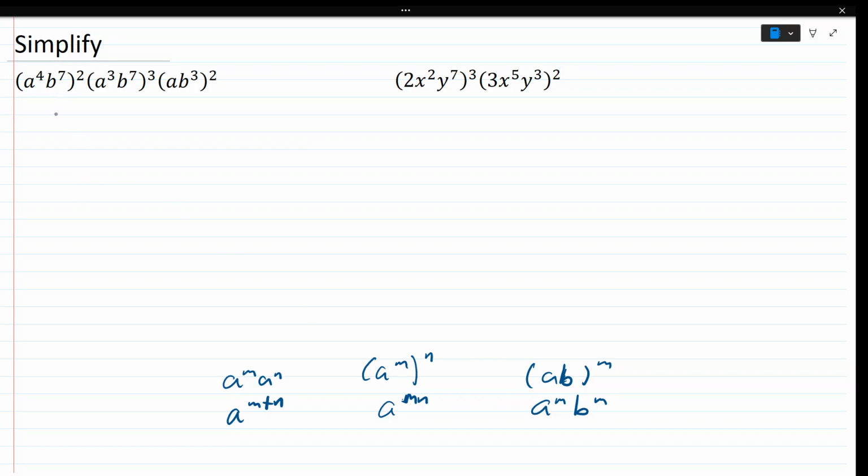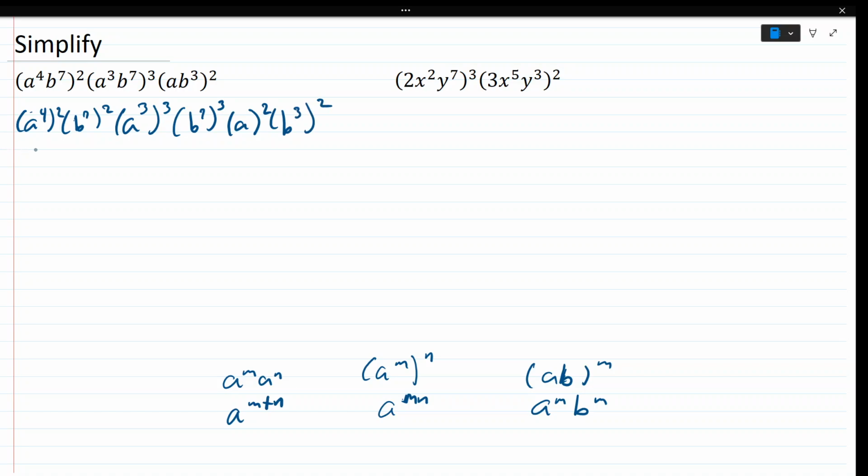So for this first example, we have the quantity a to the fourth, b to the seventh, squared, and then a cubed, b to the seventh, that cubed, and then ab cubed, that squared. So we're going to first use the power rule: for a to the fourth, b to the seventh squared, we're going to raise each of those to the second, so that'd be a to the fourth squared, b to the seventh squared. And then we do the same thing for the next two as well. So this would be a cubed cubed, b to the seventh cubed, a squared, and then b cubed squared.